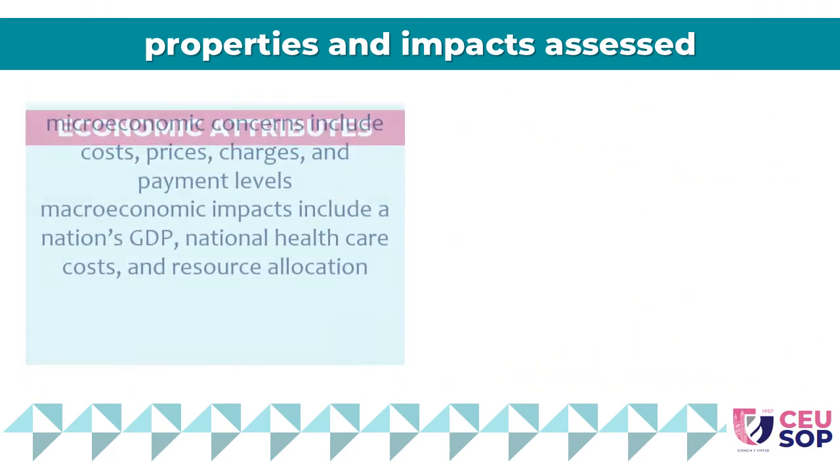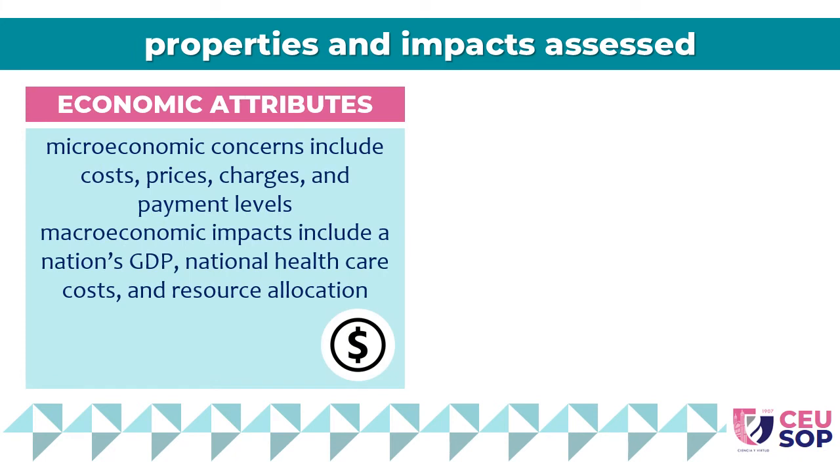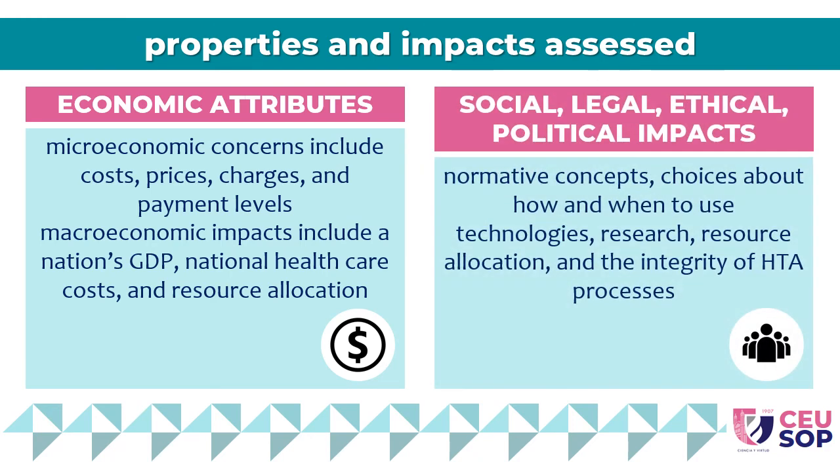Economic attributes or impacts of health technologies can be microeconomic and macroeconomic. Microeconomic concerns include costs, prices, charges, and payment levels associated with individual technologies. Macroeconomic impacts include a nation's gross domestic product, national healthcare costs, and resource allocation across healthcare and other industrial sectors, and international trade. Social, legal, ethical, and/or political impacts arise in HTA in the form of normative concepts, for example valuation of human life, choices about how and when to use technologies, research and the advancement of knowledge, resource allocation, and the integrity of HTA processes themselves.